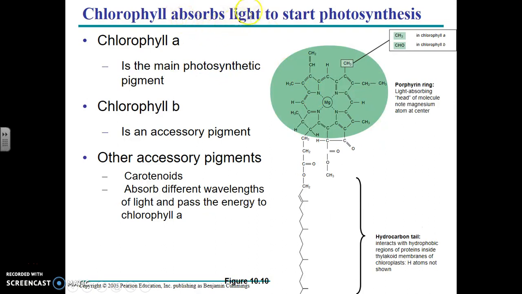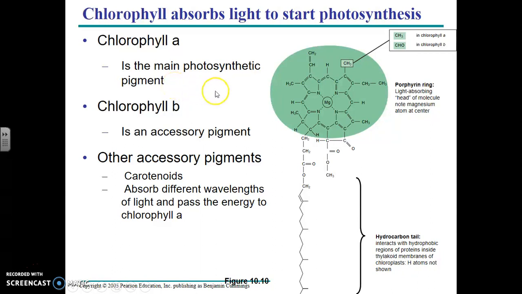Now, the main pigment in plants that absorbs light is chlorophyll. Chlorophyll is located in the thylakoids of the chloroplast. We're going to talk about that a lot on Monday. There are two types of chlorophyll, chlorophyll A and chlorophyll B. Chlorophyll A is the main pigment, and chlorophyll B is an accessory pigment. They're both green in color, but they absorb different wavelengths of light slightly better.